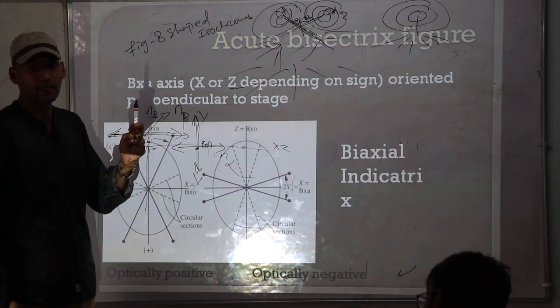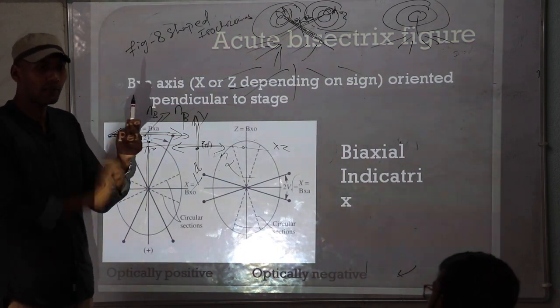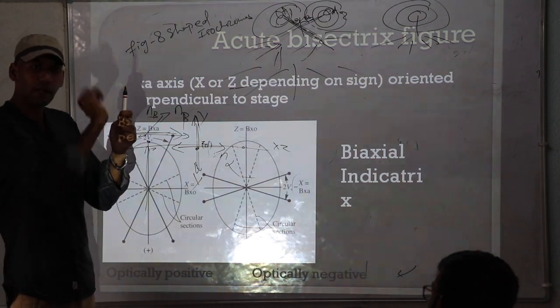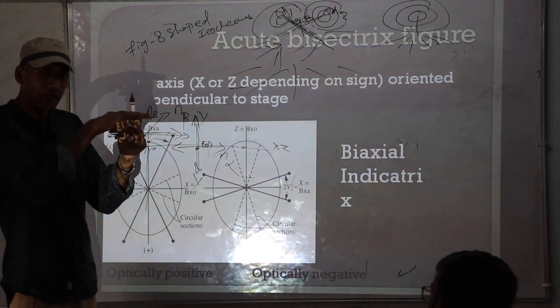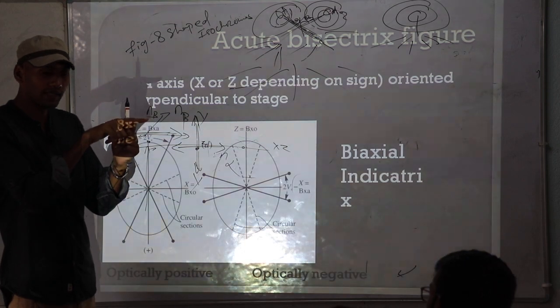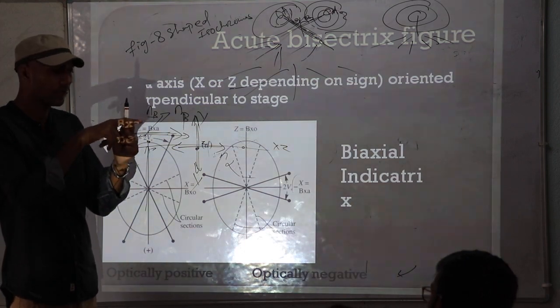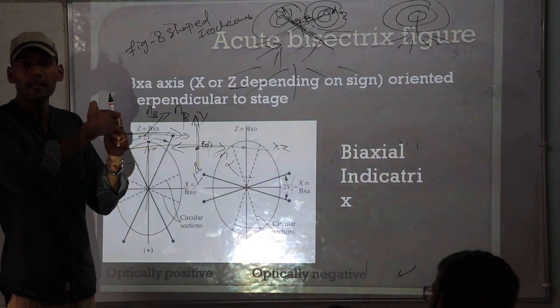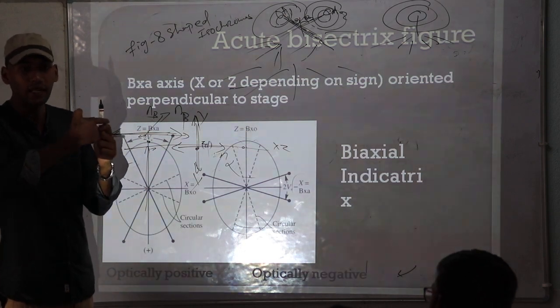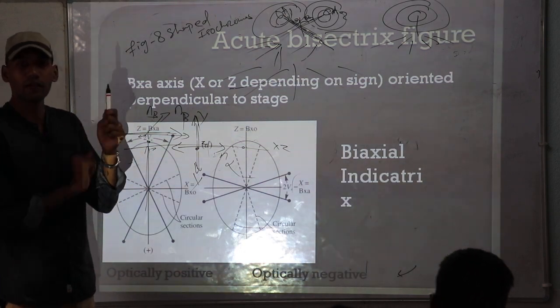If X is the acute angle bisector, light is migrating parallel to X. So one will be N beta, that is fixed, perpendicular to the optic plane, and this one will be N gamma, that is Z, parallel to Z, because light is moving parallel to X.